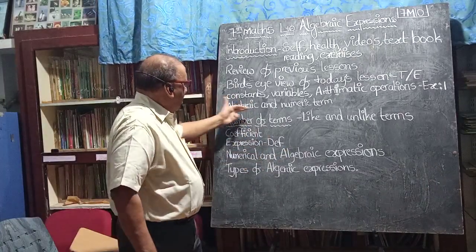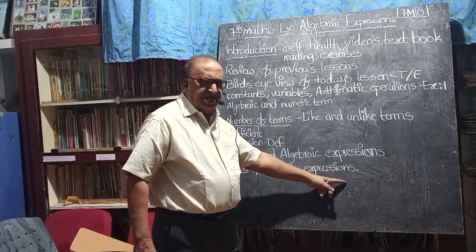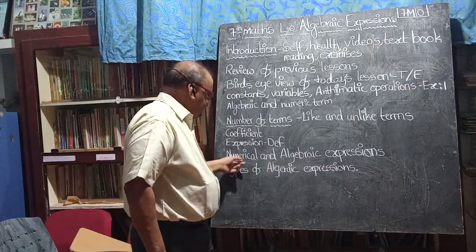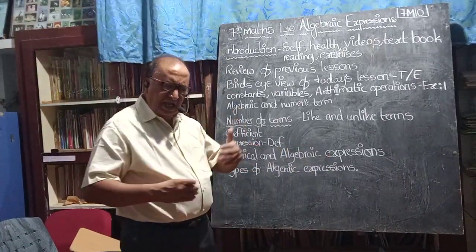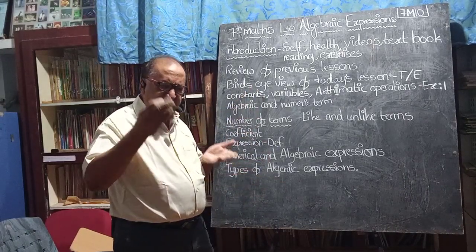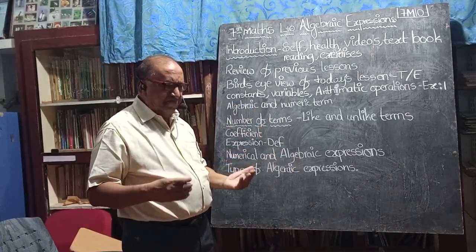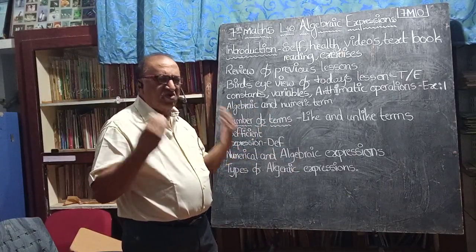You can see here algebraic and numeric terms. Here also there are many types of algebraic expressions. Here, numerical and algebraic expressions. This one I prepared based on the content in the lesson. So I may mix it up, but finally I will give you the whole information.